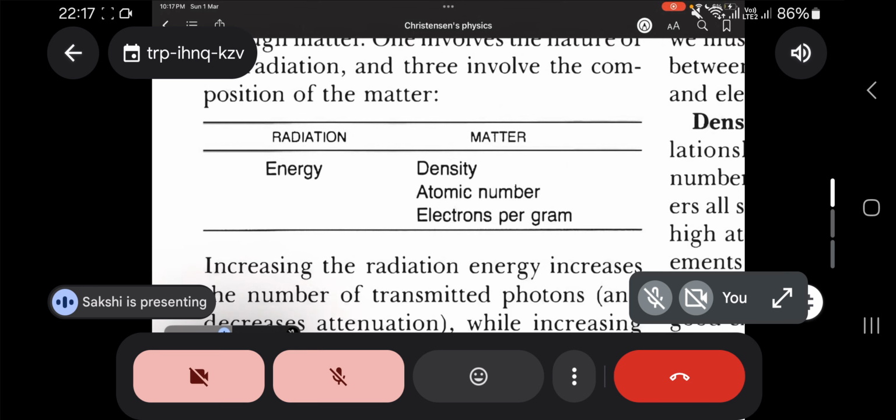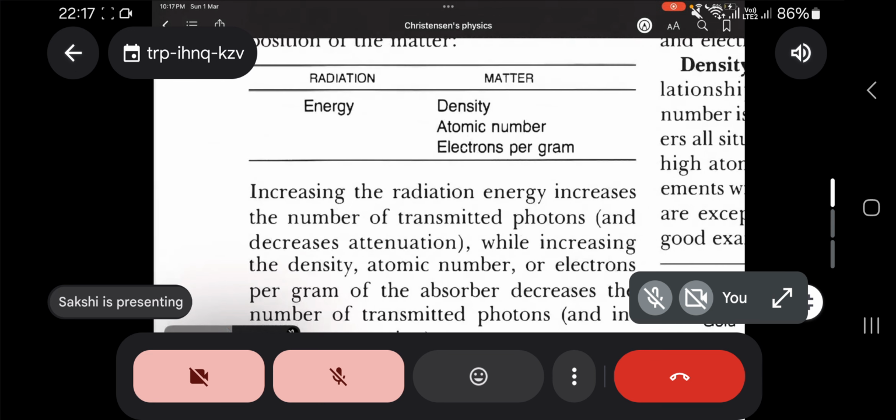Everybody done with writing? Yes, ma'am. So basically they are saying that increasing the radiation energy increases the number of transmitted photons. Can you please explain to me why? Why are we increasing the energy and the transmitted photons increase?